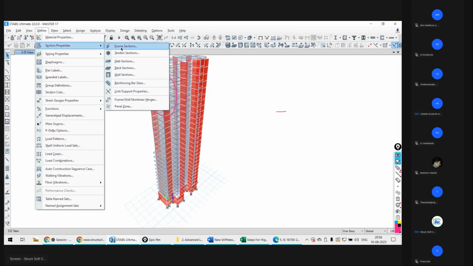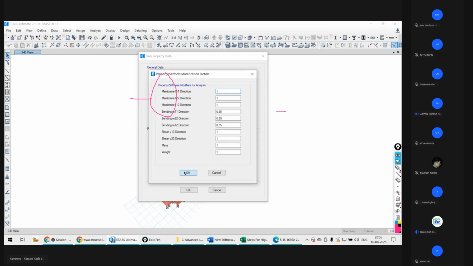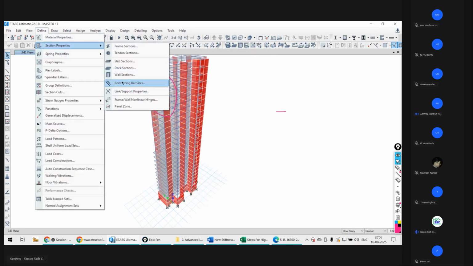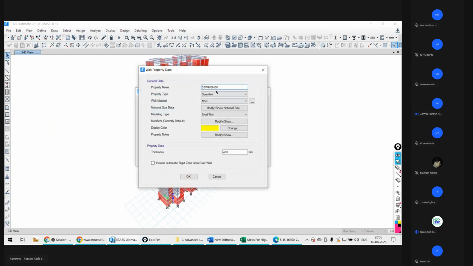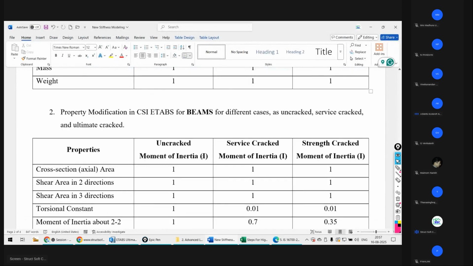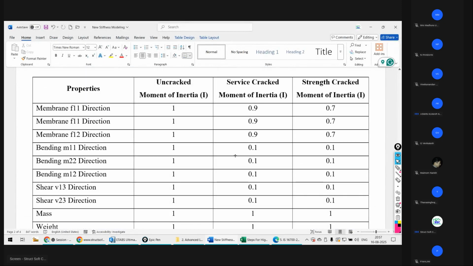Section property. Go to your slab section. Go to modify this. Go to your property modifier. So this correction is needed. Simply say okay. Then go to define, go to section property, go to your wall section. And in this wall section, now for all the walls, go to modify this. And here property modifier. Now for the case of wall, have a look over this. What to do?